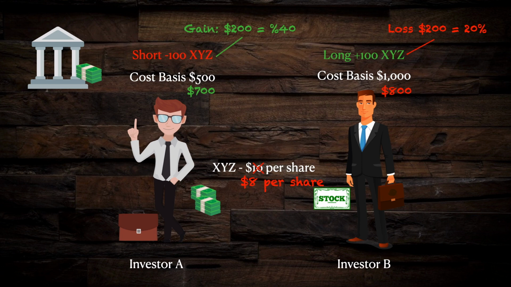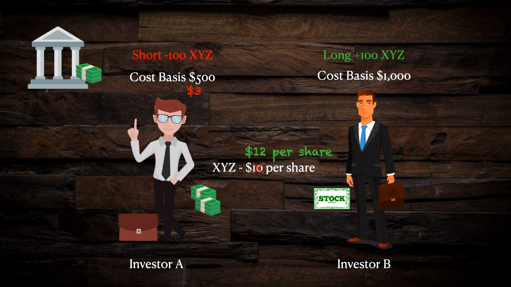If the stock were to instead increase in value from $10 to $12 per share, then the short seller would lose $200, equating to a 40% loss on his position, while investor B gains $200 or 20% of his position. This is where we can see how the leverage of short positions can magnify both losses and gains.